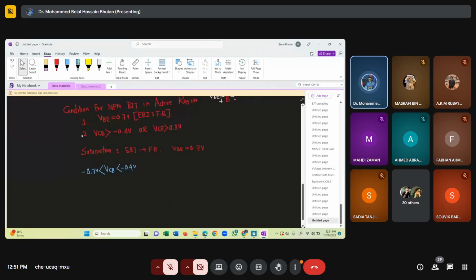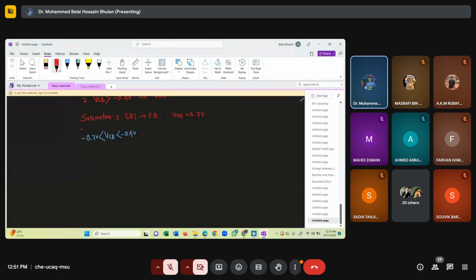Now, you see what is the range? Roughly 0.3 volt. So what is customary? Instead of going for a range, they say, okay, we just make it simple. We call it VCB is equal to minus 0.5 volt. They consider a fixed value instead of going through a very small range, 0.3 volt, minus 0.7 to minus 0.4. So they just consider a fixed value.